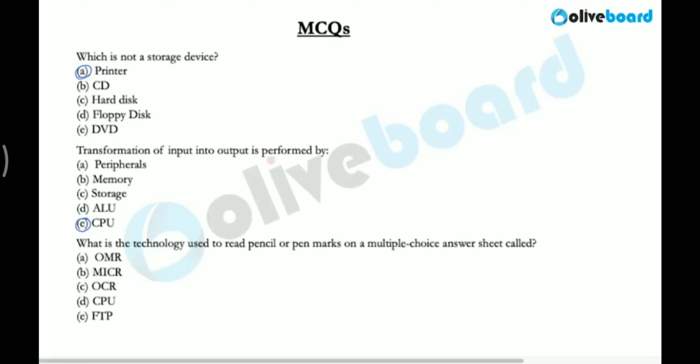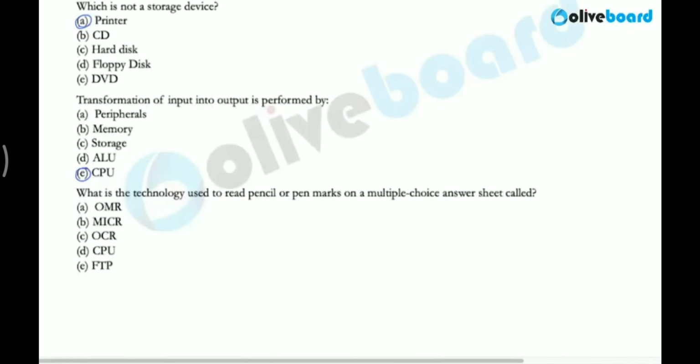The next question is, the technology used to read pencil or pen marks on a multiple choice answer sheet is called? The options are OMR, MICR, OCR, CPU, or FTP. Very simple question. The right answer here is OMR.